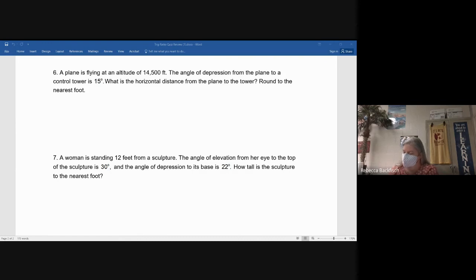There's my plane. Okay, so this is my triangle I'm trying to deal with. I don't really have to worry about that once I realize that that means this is 15. So this is 15. Here is the hypotenuse. Here is the adjacent. This is the opposite. So which trig function do I need to use?